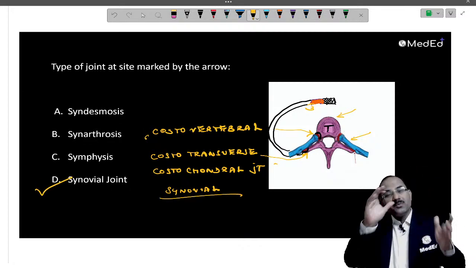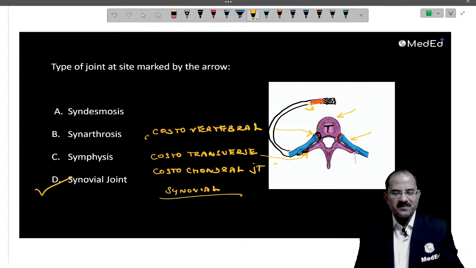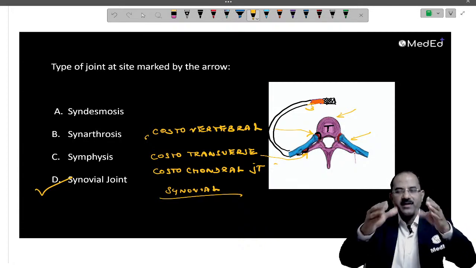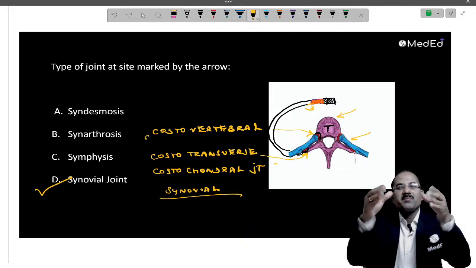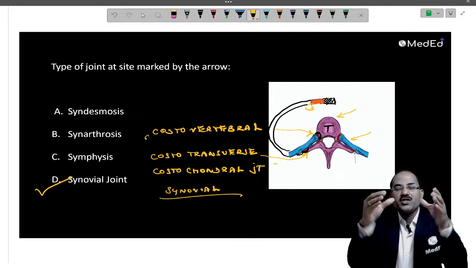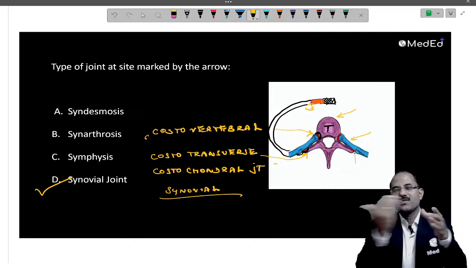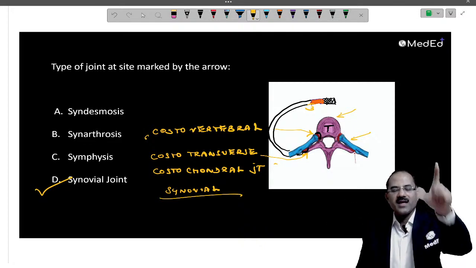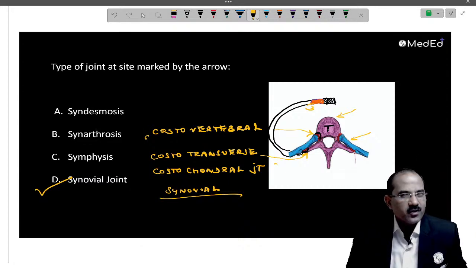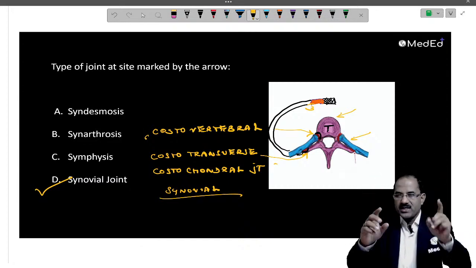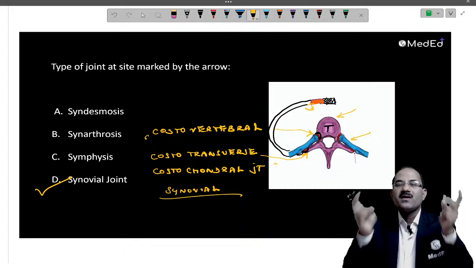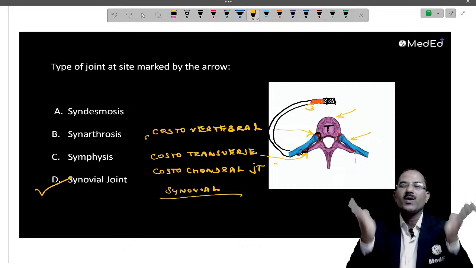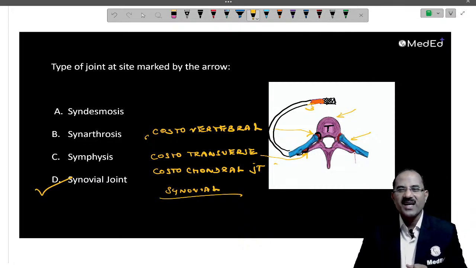And there are movements which take place at these joints. One is this movement, the pump handle movement. The second one is the bucket handle movement. The bucket handle movement changes which diameter of the thorax? The transverse diameter. The pump handle movement changes the anteroposterior diameter of the thorax. Are you able to follow, students? So the rib shows three joints: costovertebral, costotransverse, and costochondral, and all these joints are synovial joints.